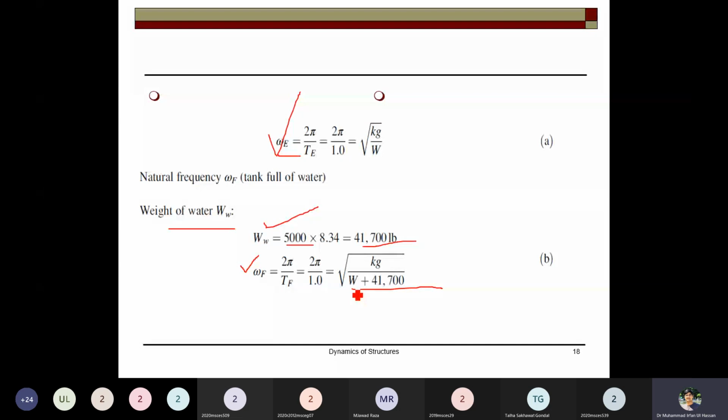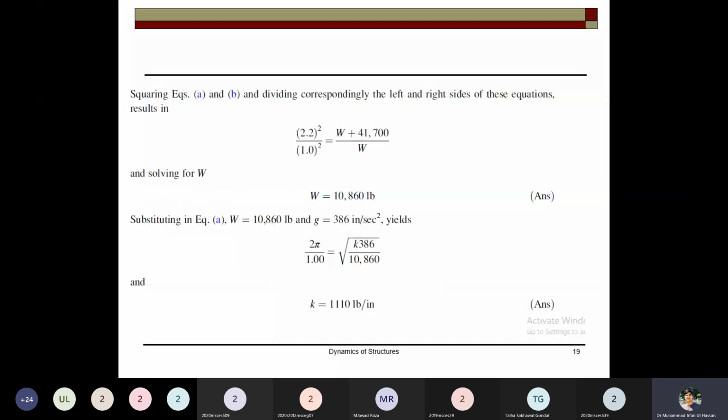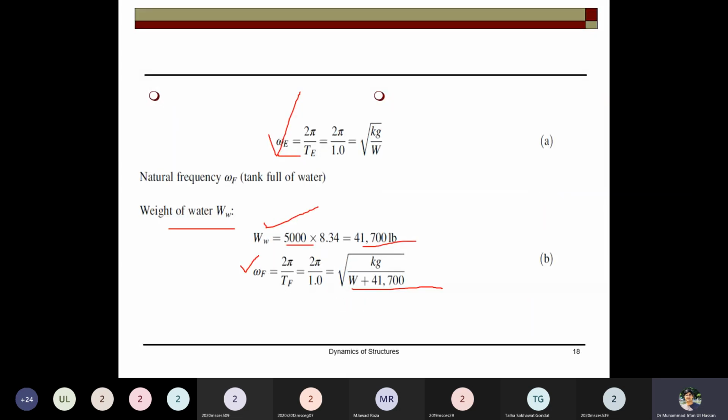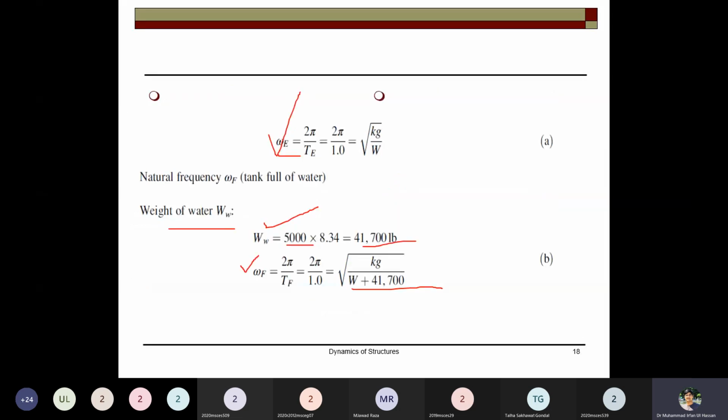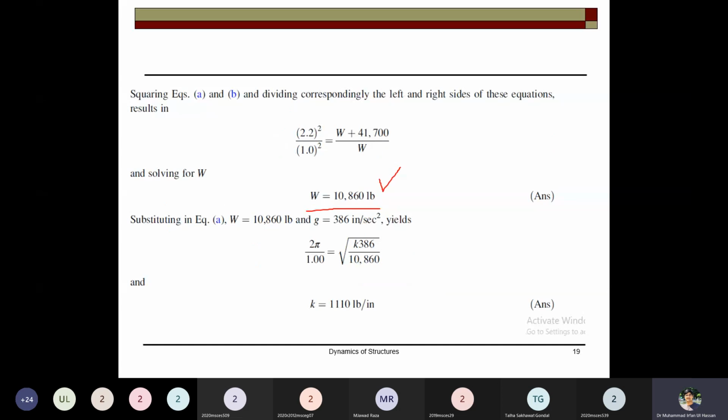Now in both cases, with the first and the second equation, we can divide the first by the second equation and then take the square of both to remove the square root, we can determine the W value, and putting the W value in any equation, we can get the stiffness value also.